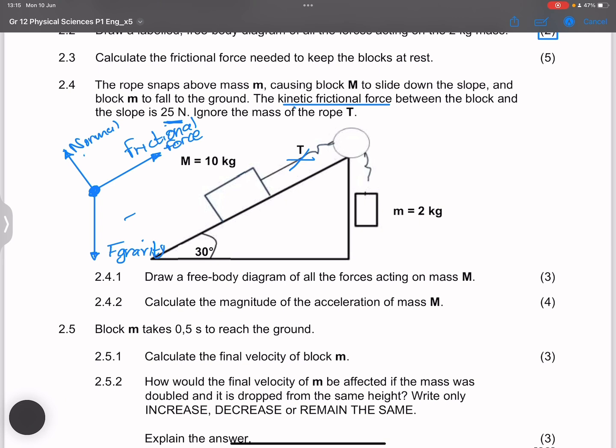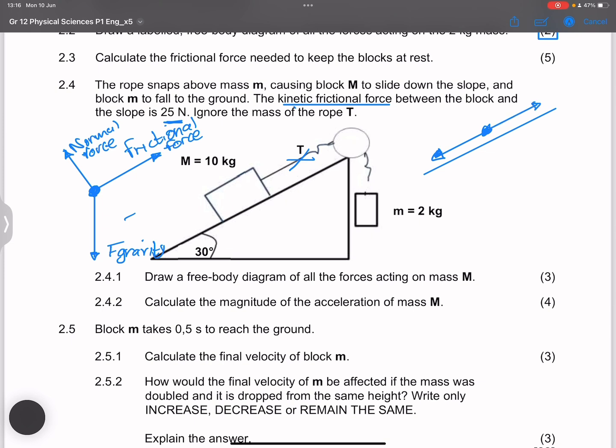So this is normal force. All right, so let's go to the next question. They say to us, calculate the magnitude of the acceleration of mass m. So remember, we said horizontal, or rather parallel to the incline. We've got the parallel component of gravity, as well as the frictional force. Those are the two forces.